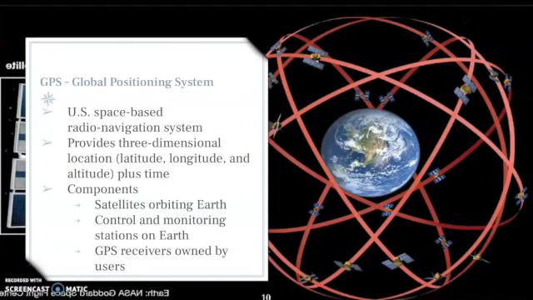Now let's talk about GPS, or the Global Positioning System. This is a US space-based radio navigation system, and it provides three-dimensional locations: latitude, longitude, and altitude plus time. The components that go into GPS are satellites orbiting the Earth, the controlling and monitoring stations on Earth, and the GPS receivers that are owned by users.